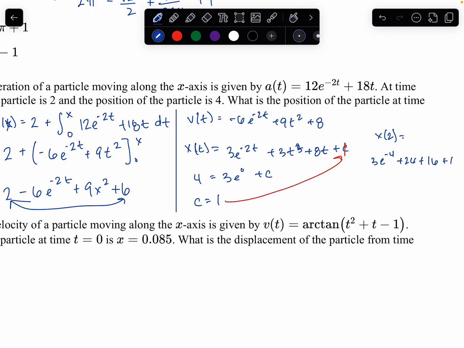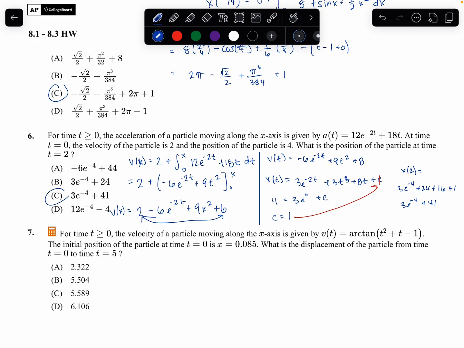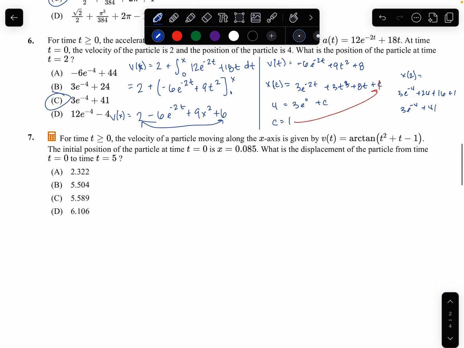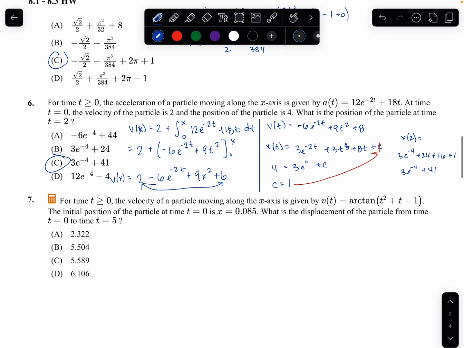Plus 1. Maybe that's different. It was like 3 before, but that might get us what we need. So 24 plus 16 plus 1. That's equal to 41. So 3e to the negative 4 plus 41. There you go. It's C. Sorry, that one took way longer than it should have.